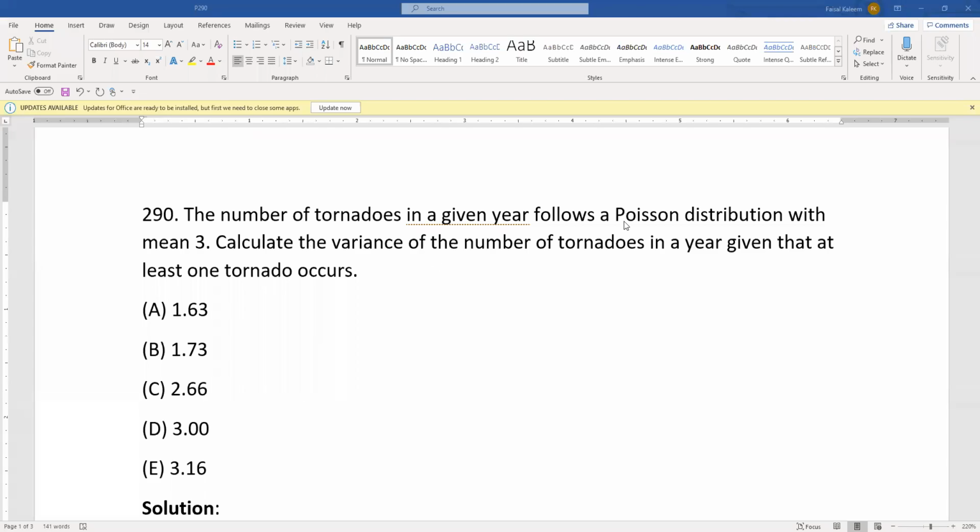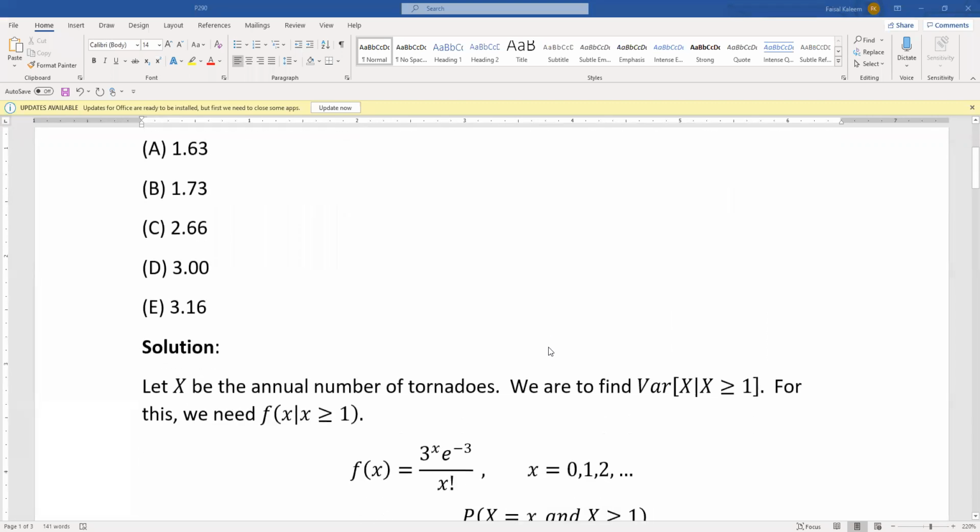Number of tornadoes follows Poisson with mean 3. Find the variance of the number of tornadoes in a year given that at least one tornado occurs. So let X be the annual number of tornadoes. We have to find the variance of X given X is greater than or equal to 1, given at least one occurs.